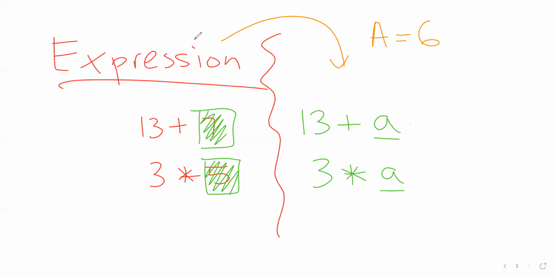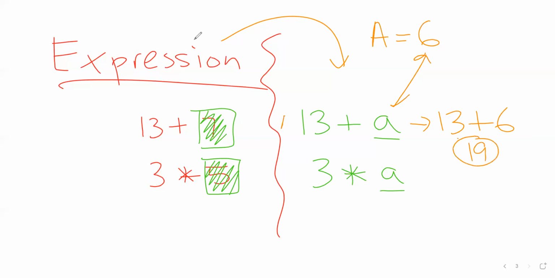So if I look at my first example, and I'm going to solve, right? First I'm going to substitute and then I'm going to evaluate. So if I rewrite this, I still have 13. And now instead of a, I'm going to substitute it for this 6. And if I evaluate that, well, 13 plus 6 is equal to 19. So that would be my answer.